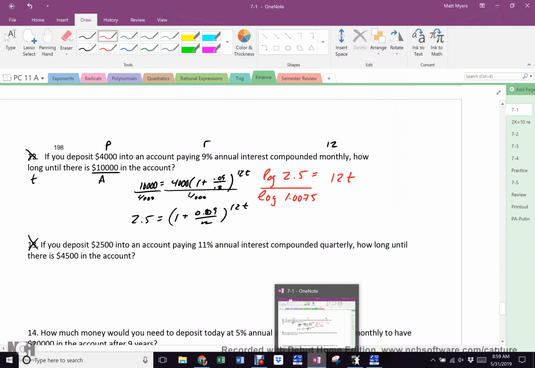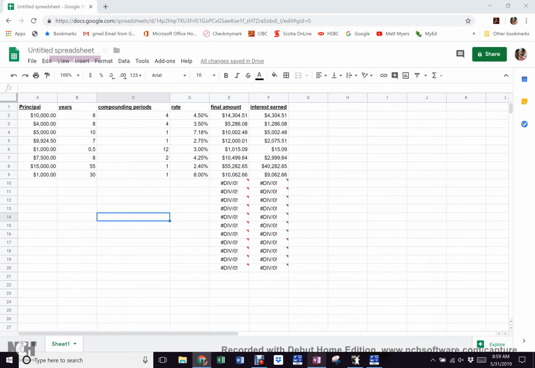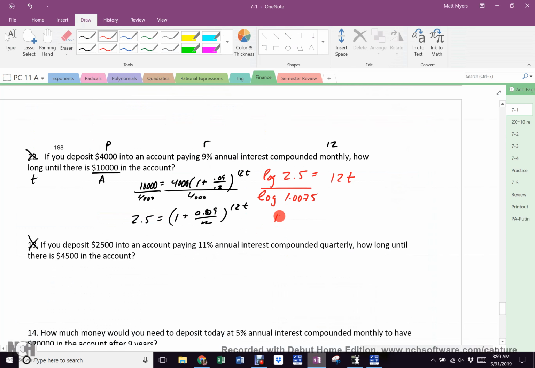I'm sorry? 172.122 equals what? 12t. Now, how do I get rid of the 12? Divide by 12. And what do I get? 10.22, right? Can I check that on my spreadsheet?